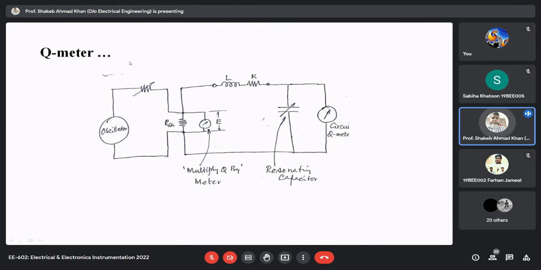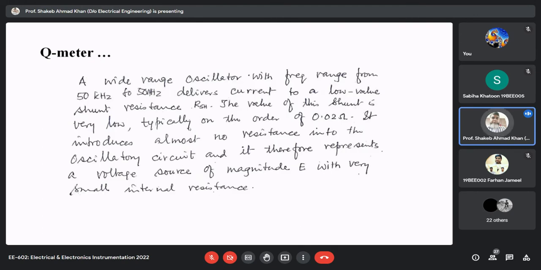So to get rid of that, the oscillator excitation voltage is applied across the shunt resistance, whose value is very small, as the typical value is mentioned in the next slide, that is 0.02 ohm. So this shunt resistance basically behaves like a voltage source of very small internal resistance. Although this value will also affect your result, it will be very small, and I'll try to show it also.